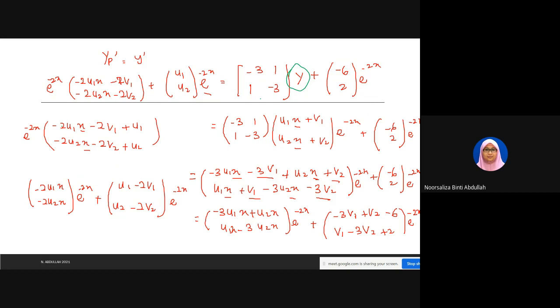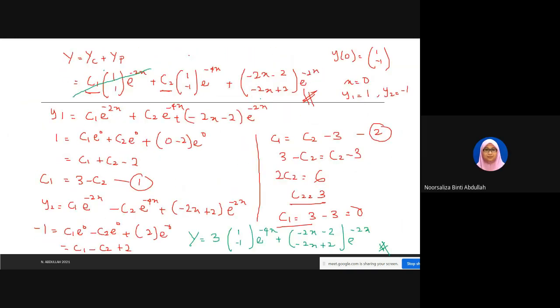Any more questions? Doctor, at the last step, where did we get 3? This one is obtained from C2. C2 equals 3, so you just substitute C2 here. This is your general solution. Then above, C1 equals C2 minus 3, how did we get that? This one comes from Y2.